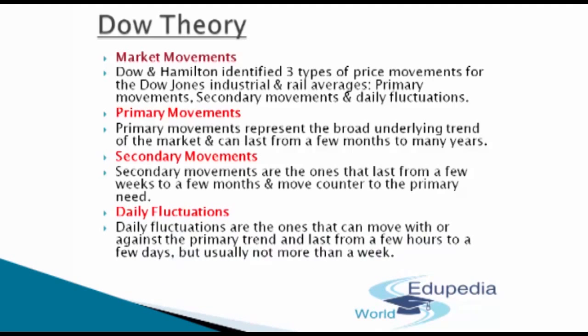Okay guys, so that was all about the three kinds of price movements: the primary movements, secondary movements, and daily fluctuations. This was all about the Dow theory. Now you might be wondering whether it should be called a theory, right? This is the basic problem, because many people actually don't consider it a theory. So let's understand the criticisms of Dow theory.